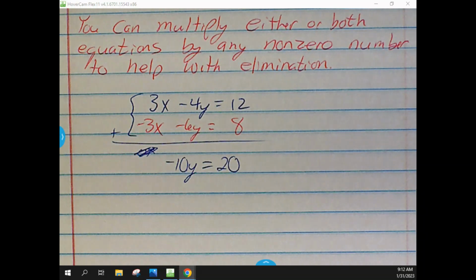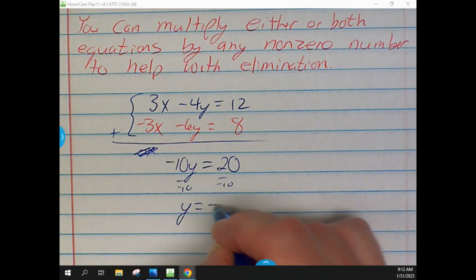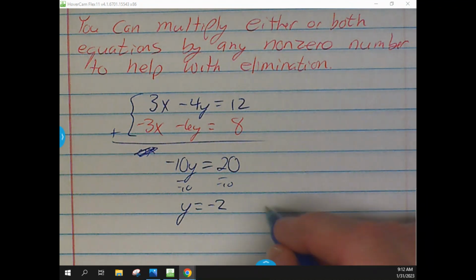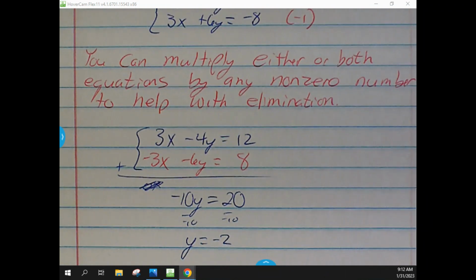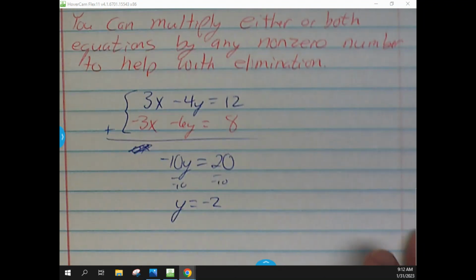And then we'll divide both sides by -10. So now we know that y is going to equal -2. Okay, but again, that's halfway because we've got the y value. You've also got to figure out what x is going to equal. So we're going to take that y equals -2, and again, just pick either one of the two equations you want to plug it back into.